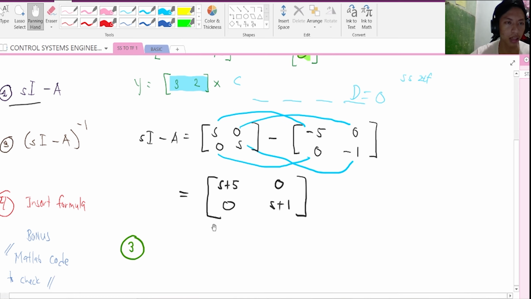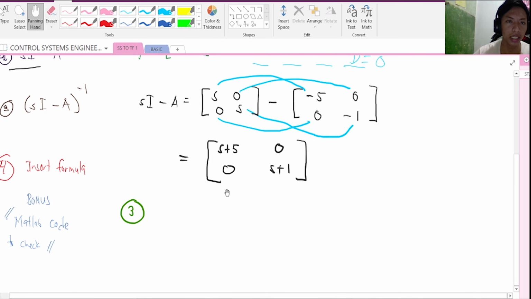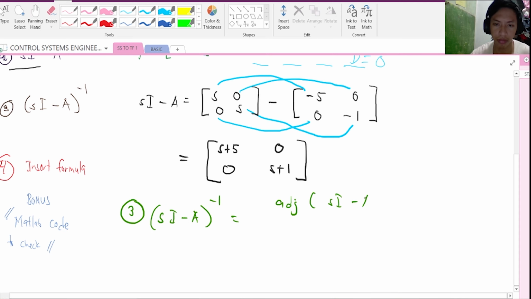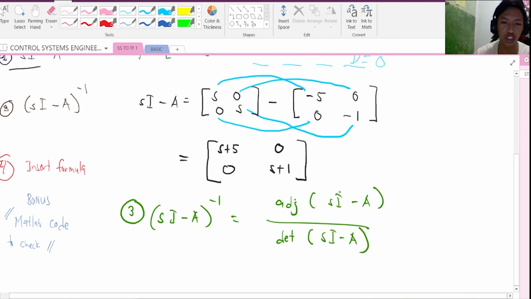Okay, and now we're going to step 3. So this is step 3. What is happening here would be just like this. What we're going to do here is we're just going to cancel this. Ta-da! Just kidding.